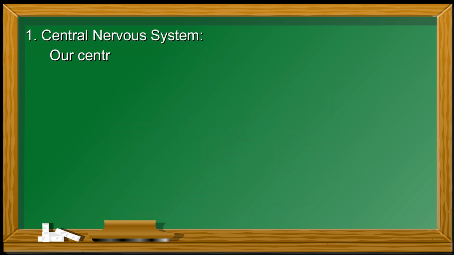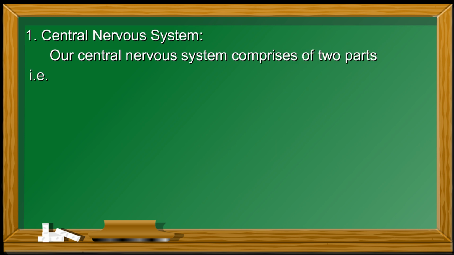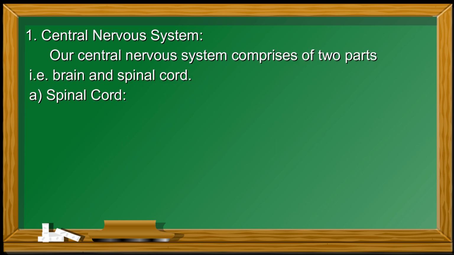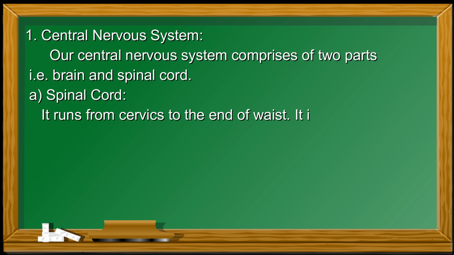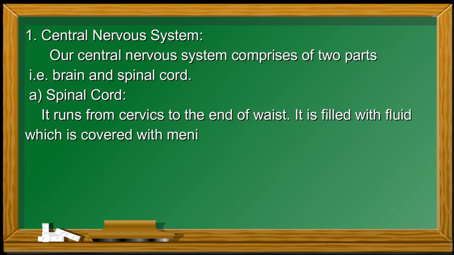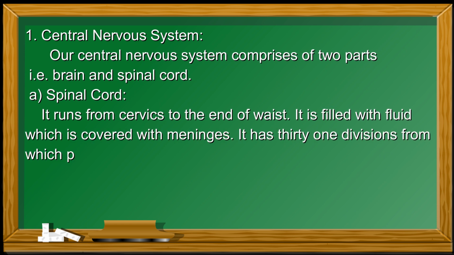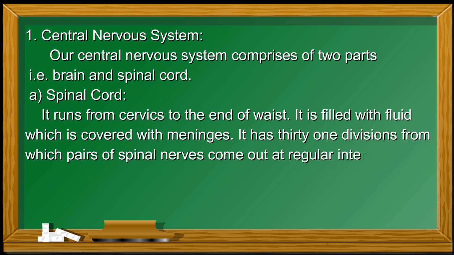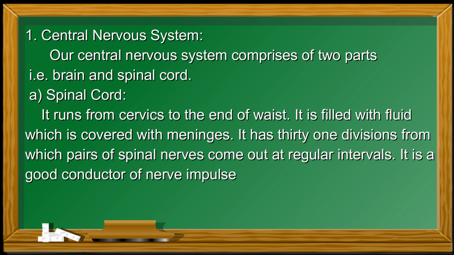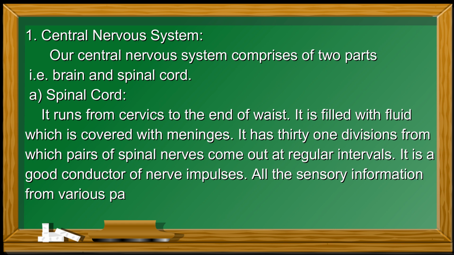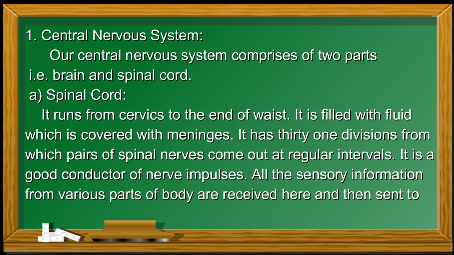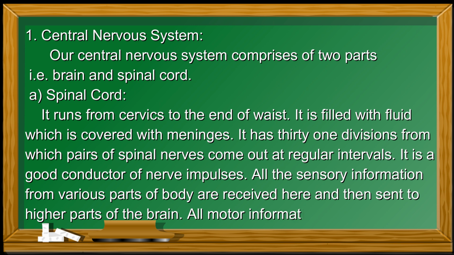One. Central nervous system. Our central nervous system comprises two parts, i.e. brain and spinal cord. A. Spinal cord. It runs from the cervix to the end of the waist. It is filled with fluid which is covered with meninges. It has 31 divisions from which pairs of spinal nerves come out at regular intervals. It is a good conductor of nerve impulses.